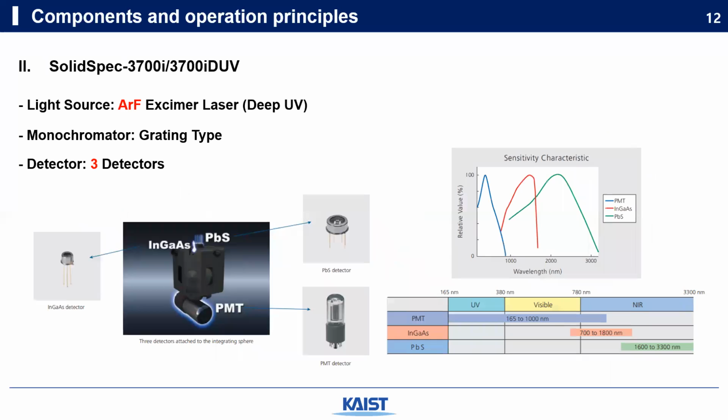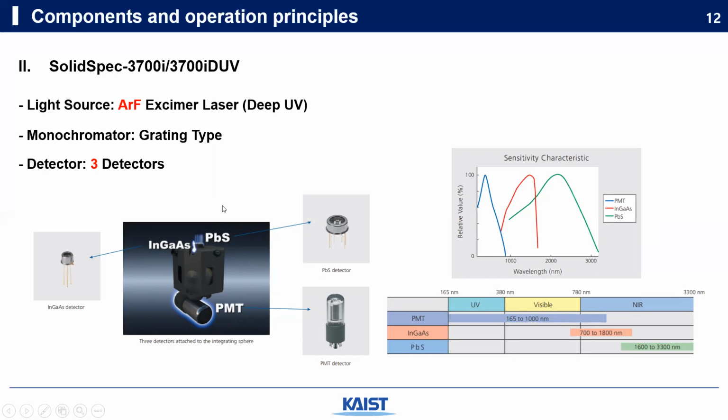Next, we will briefly introduce the equipment in the department, the SolidSpec 3700. This equipment additionally uses an argon fluoride excimer laser that can detect deep ultraviolet. Also, the type of monochromator is diffraction grating mode. The important thing is the detector, and the equipment basically uses a PMT type detector.